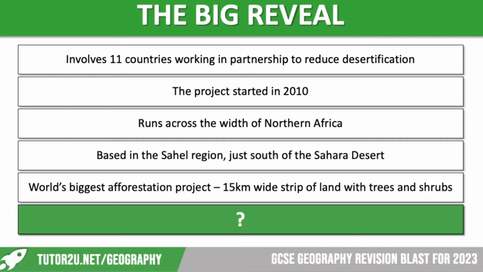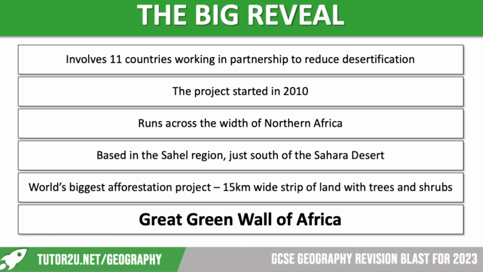Do we know what we're talking about here? Well, hopefully we have recognised that this is the Great Green Wall of Africa. So it is a huge project across all those different countries, so 11 countries, and the idea is to try and stop desertification, stop the Sahara Desert spreading into the Sahel region.